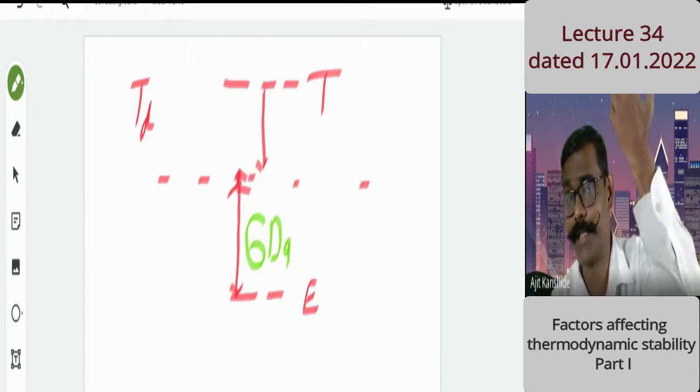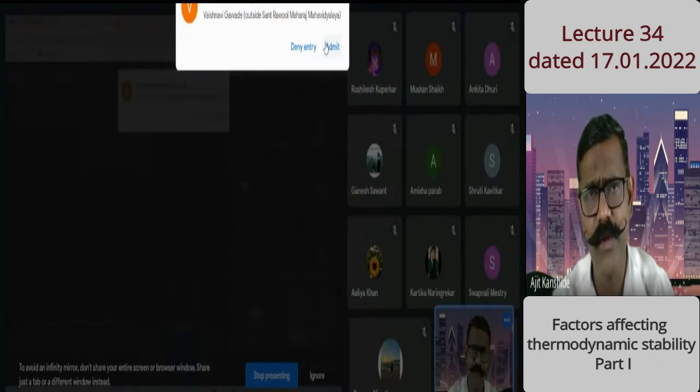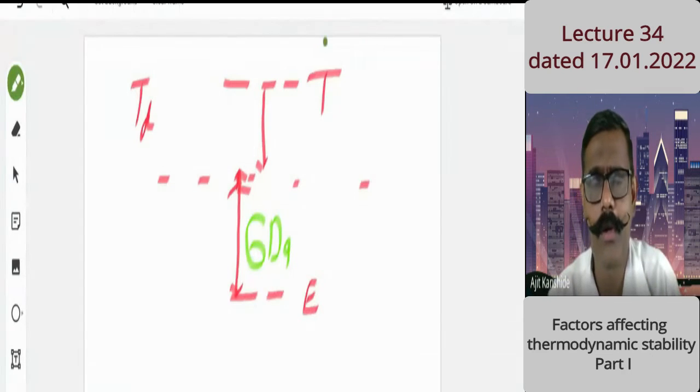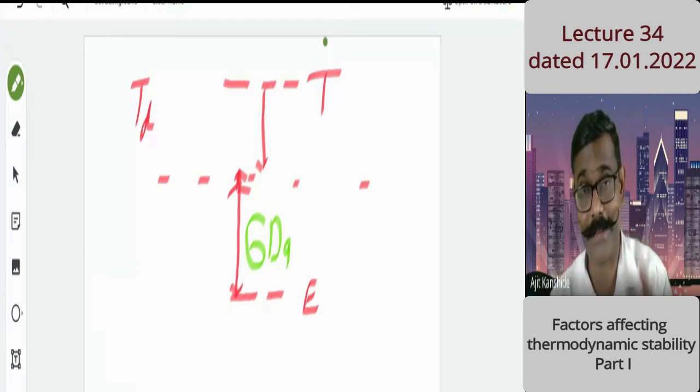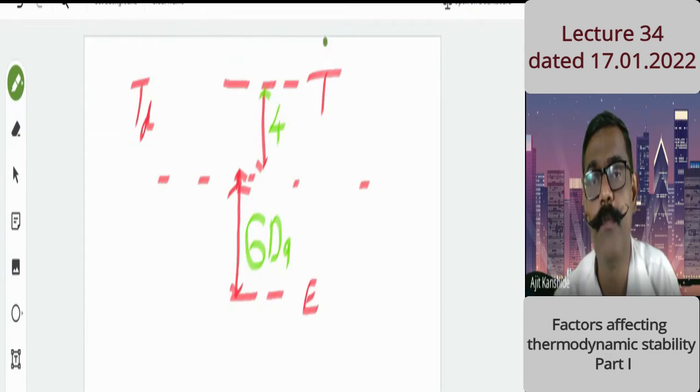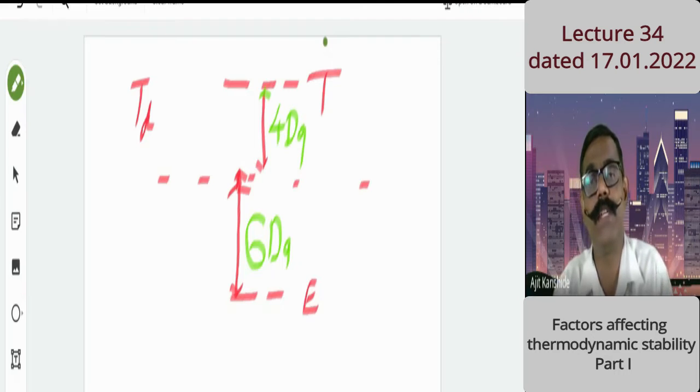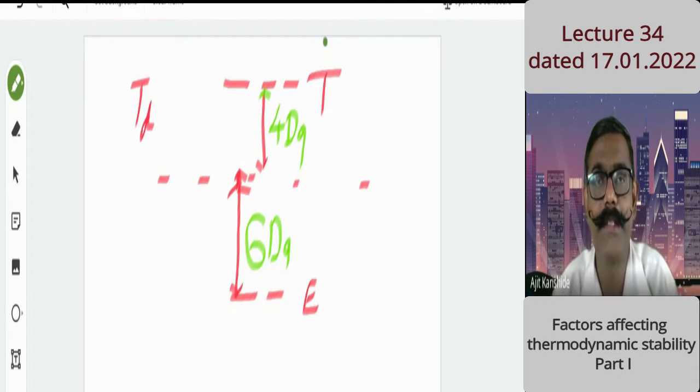Whatever the increase previously was, that is a decrease here. Wherever the E set is there and we are talking about d orbitals, the E set goes with the number 6 and the T set with the number 4. So the increase of T is by 4 Dq and the decrease of E is by 6 Dq.